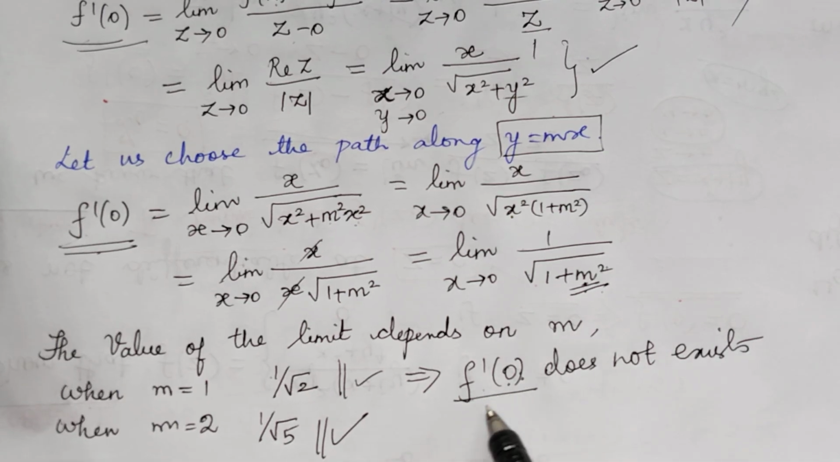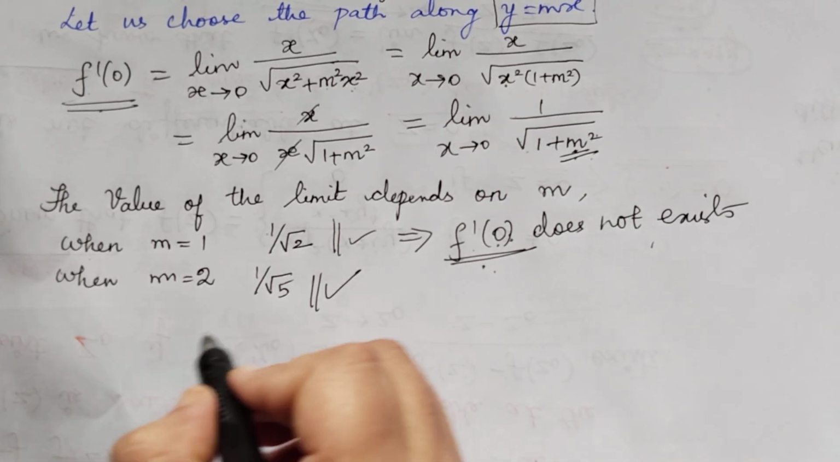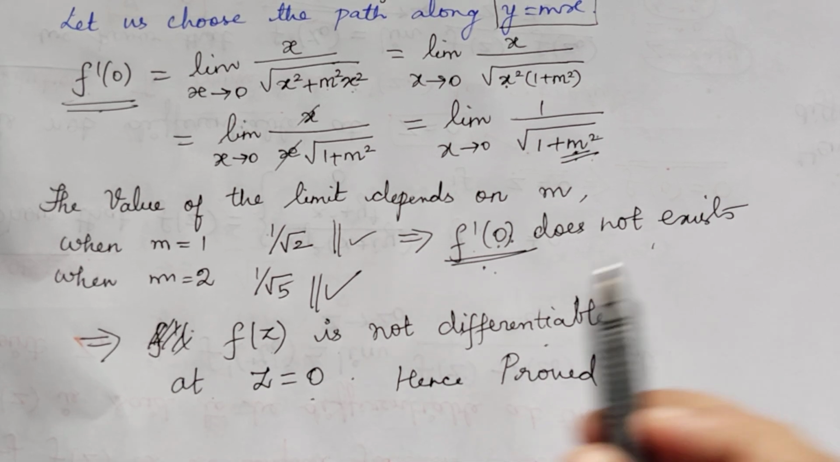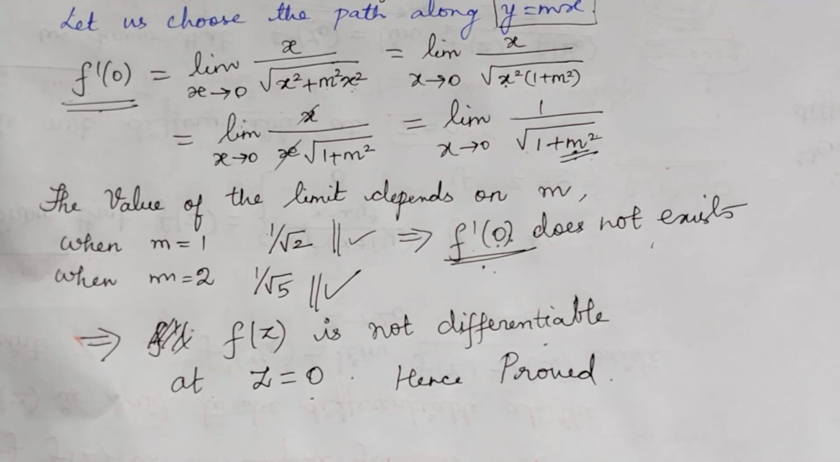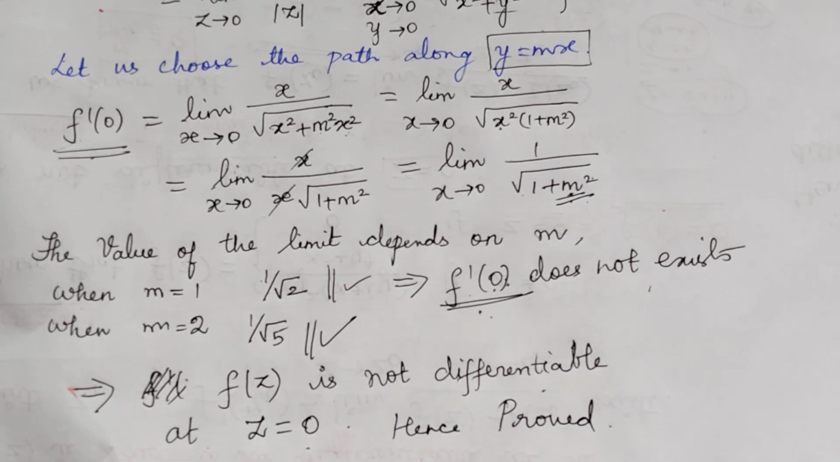So the existence of this is the required condition for differentiability. But since this does not exist, f of z is not differentiable at the point z equal to 0. So hence we have proved that f of z is not differentiable at z equal to 0. So this is also a very good example to show that a function which is continuous is not necessarily differentiable, because we know that all differentiable functions are continuous, but it's not necessary that all continuous functions have to be differentiable. So this is one of the best examples for that.